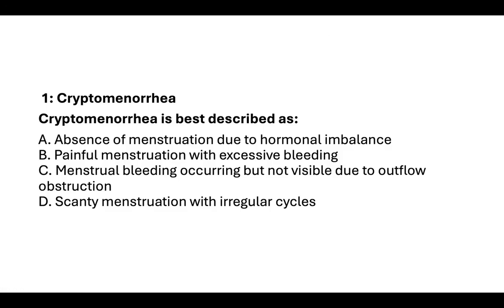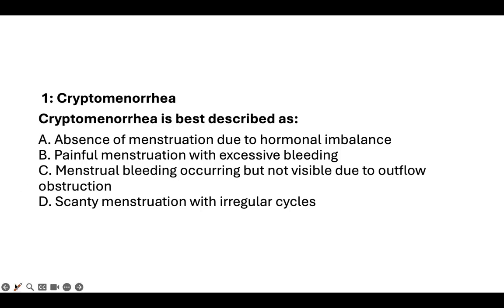So let's move to another topic of gynecological disorder, that is cryptomenorrhoea. Here is one of the questions. Cryptomenorrhoea is best described as: absence of menstruation due to hormonal imbalance, painful menstruation with excessive bleeding, menstrual bleeding occurring but not visible due to the outflow obstruction, or scanty menstruation with irregular cycles.